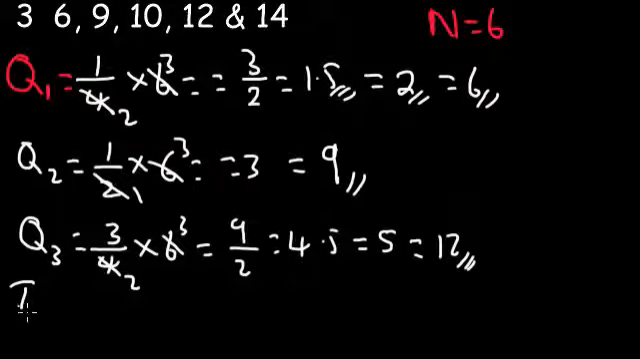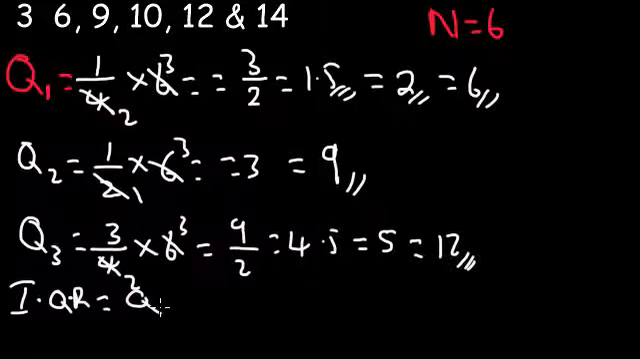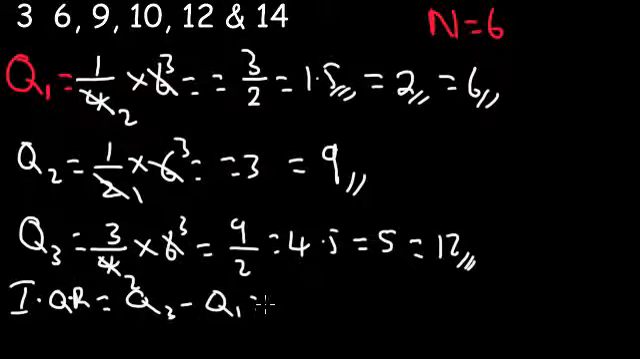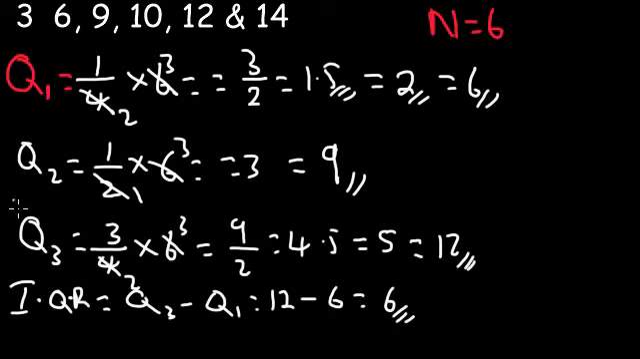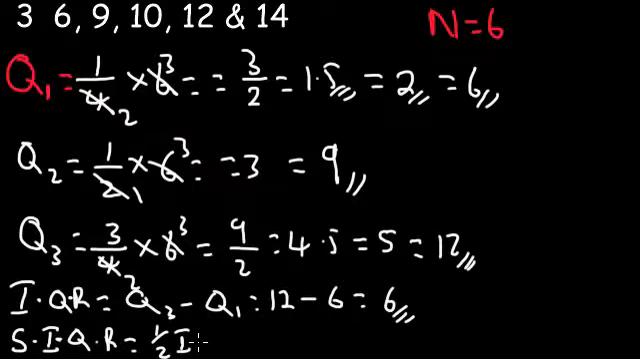Now what about IQR? IQR is simply Q3 minus Q1, which in this case equals 12 minus 6, and that gives us 6. So that's the interquartile range. And SIQR, which is half of IQR, will simply equal 3, as half of 6 is simply 3.